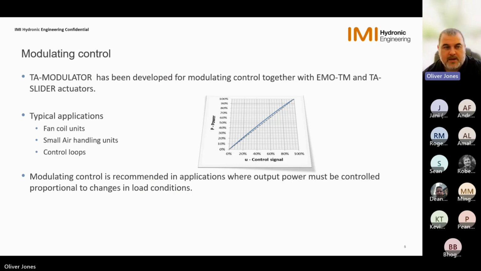So why are we talking about modulating control? The TA-Modulator has been developed to work together with our IMI which is our thermoelectric actuator. So this is typically a wax actuator that heats up and then starts to operate. And then our TA-Slider actuator, which is our digitally configurable electromotive actuator. Typical applications, as can be seen, are fan coil units, air handling units, chill beams, plate heat exchangers. And it's recommended in applications where we want to control the power in proportional to the load conditions throughout the system.